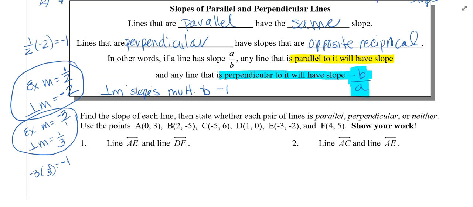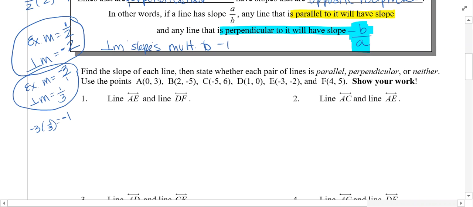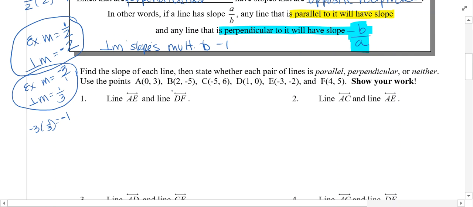Okay, so find the slope of each line, then state whether each pair of lines is parallel, perpendicular, or neither. There are a lot of examples on here. We're just going to use the first two. We're looking at a line that goes through the point A and the point E. That's what this is asking for, a line that goes through AE. To tell if they're parallel or perpendicular or neither, we really just need to look at their slopes.